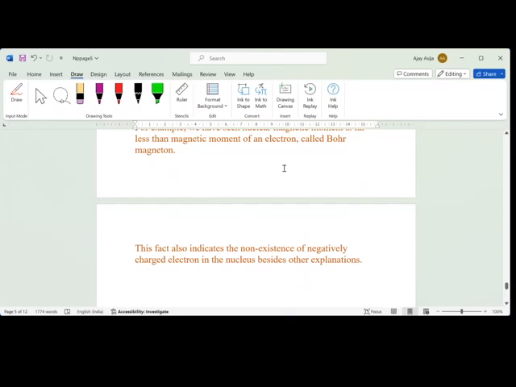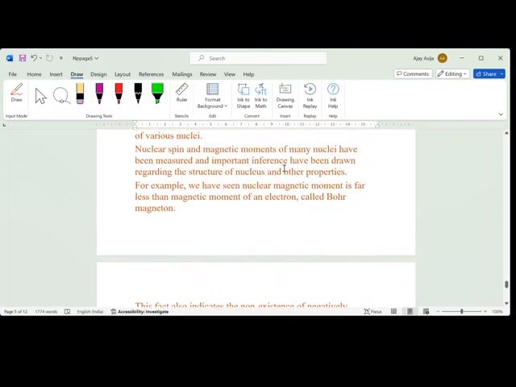So this was about the significance of nuclear spin and magnetic moments. The remaining properties we will discuss in the next video.